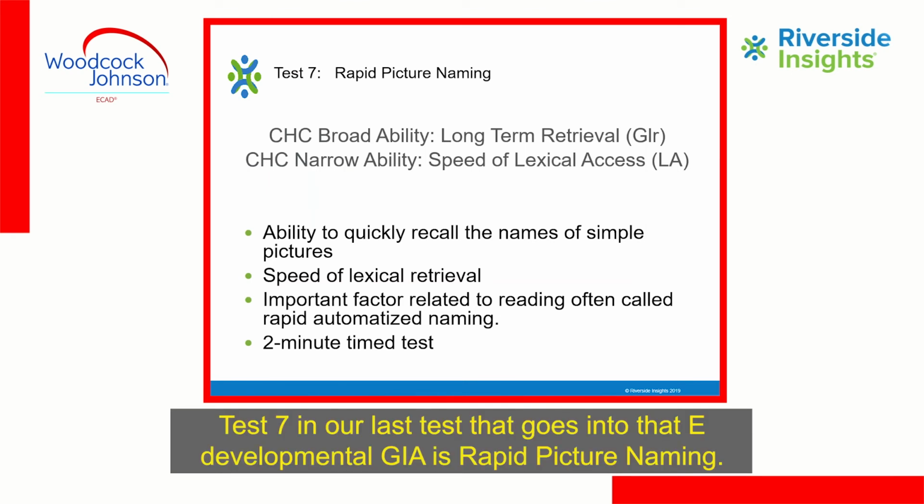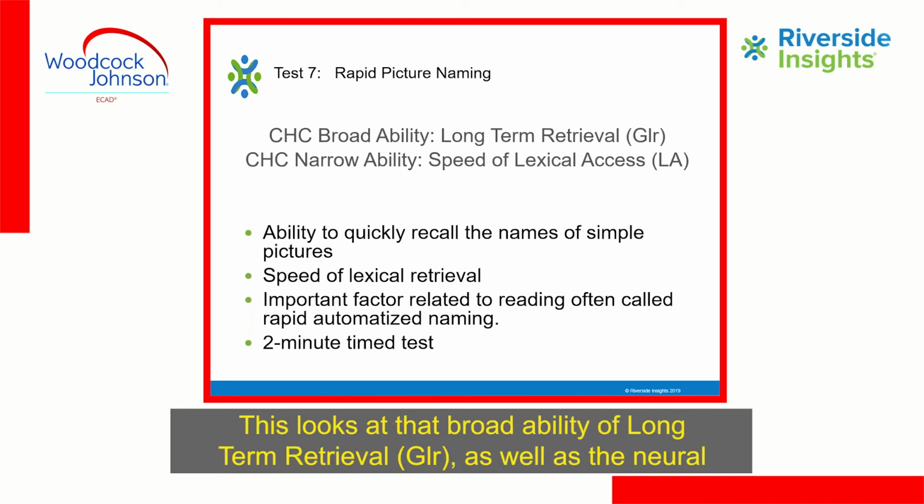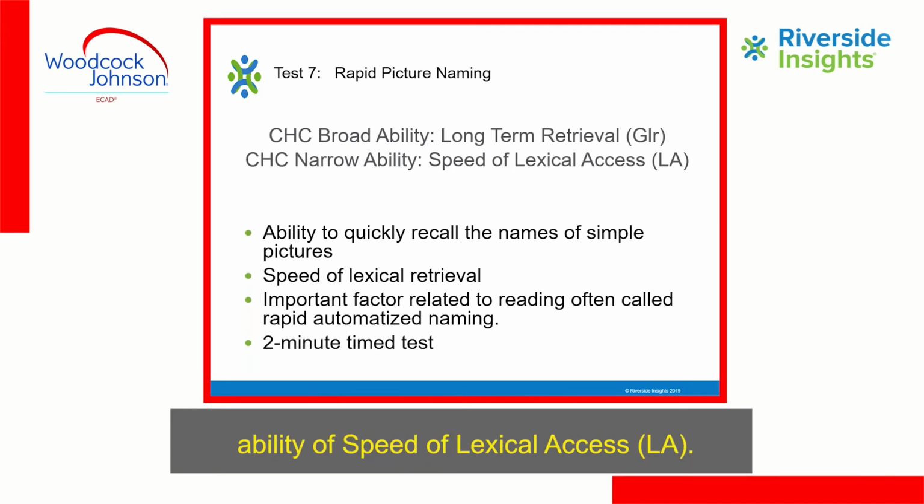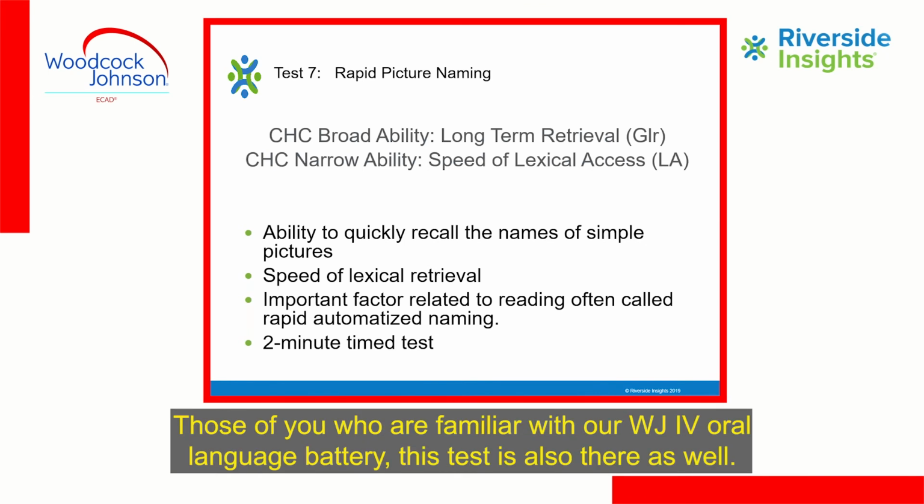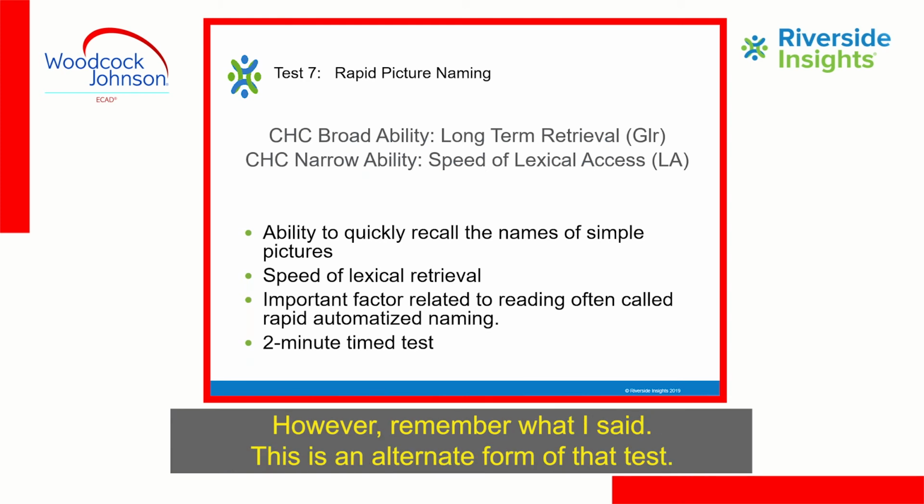Test 7, and our last test that goes into that E-developmental GIA, is rapid picture naming. This looks at that broad ability of long-term retrieval, as well as the neuro ability of speed of lexical access. Those of you who are familiar with our WJ4 oral language battery, this test is also there as well. However, remember what I said, this is an alternate form of that test.